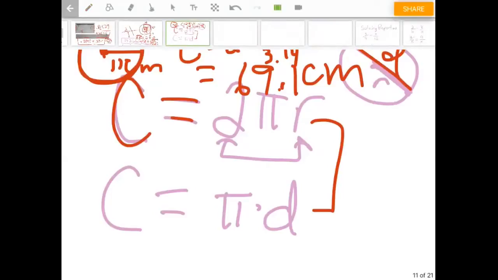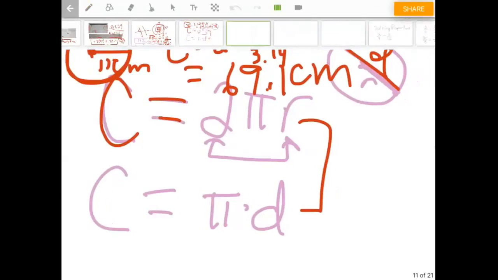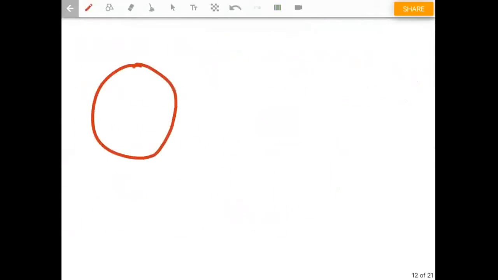And then just to remember, let's say if I gave you a circle and I said that this length right here was 30, so that would be the diameter. So what would the radius of this circle be? It'd be 15, because it's half the diameter. It's half the way across.